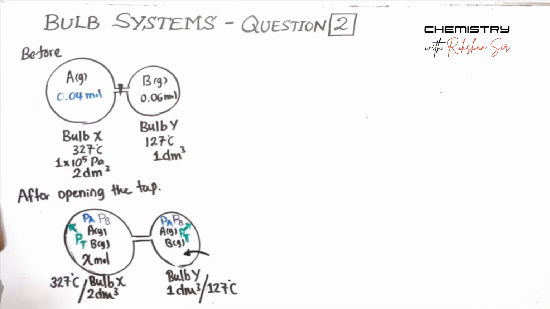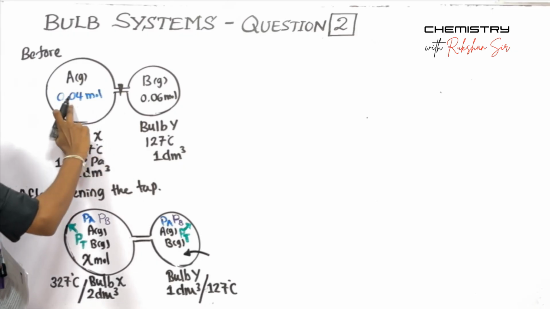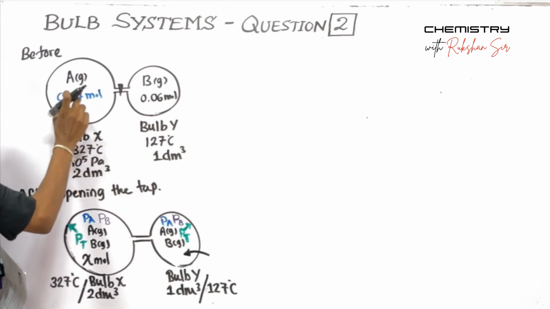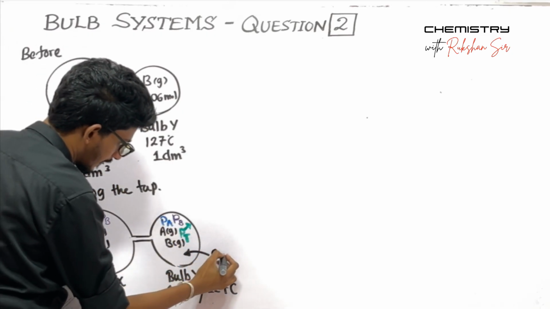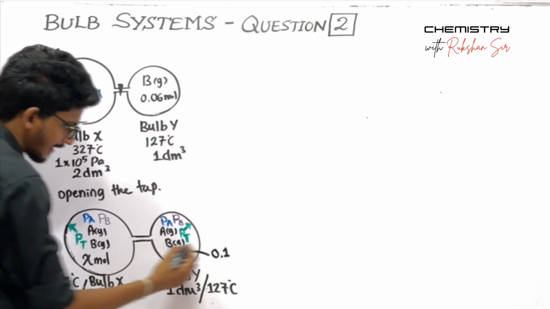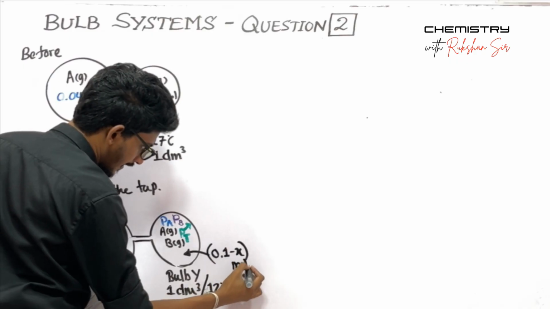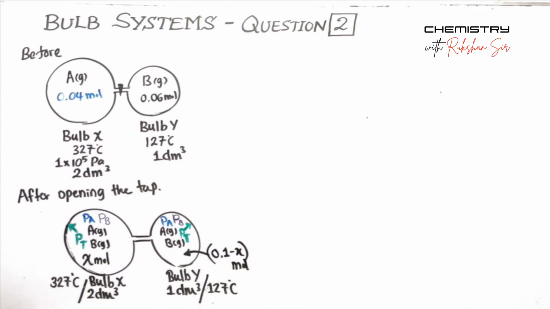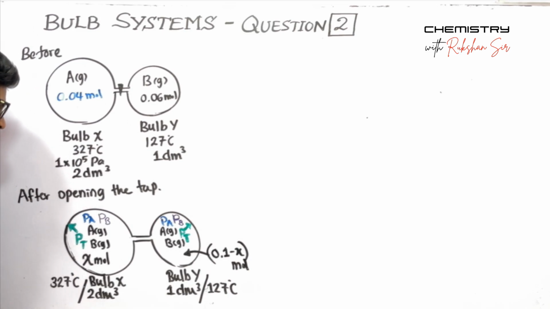The total number of moles is the summation of these two, for both the gases. That means 0.04 plus 0.06, the total value is 0.1. If x moles are appearing at bulb X, then 0.1 minus x moles will appear at bulb Y.